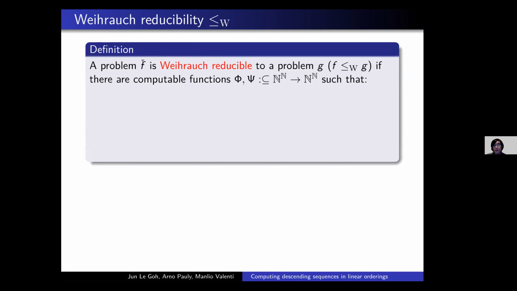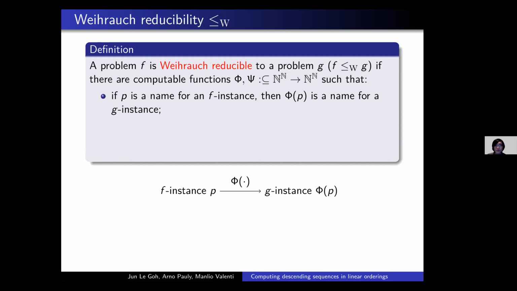We say that a problem F is Weihrauch reducible to a problem G if there are computable functions phi and psi such that the following hold. So first of all, if we are given a name for an F instance, then we want to be able to apply phi and always get a name for a G instance. Okay, so I'm putting a picture here, which should be reminiscent of the picture we had on the first two slides of my talk.